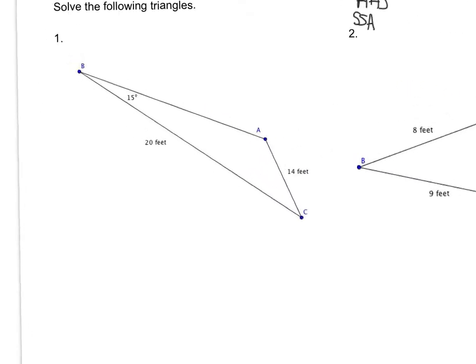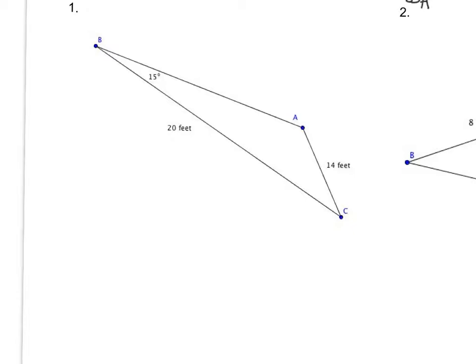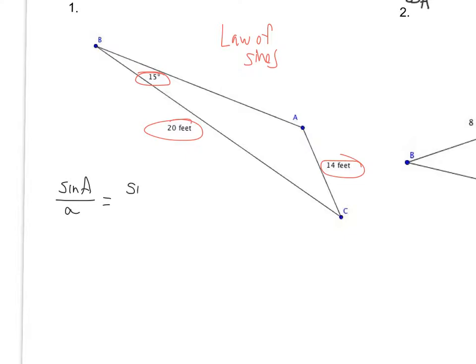So if we look at this first example, we have a triangle where I have one angle, two sides, but the angle is not between the two sides. So this is law of sines. The law of sines, if you remember, said that the sine of angle A divided by side A was equal to the sine of angle B over side B, and the sine of angle C over little c, side C. So in this case, if I have angle A, we would say 20 is side A. We'd say 14 is side B, just because it's across from angle B. And then this would be side C.